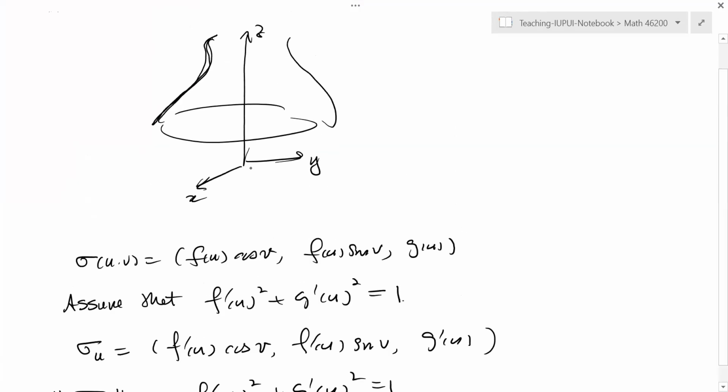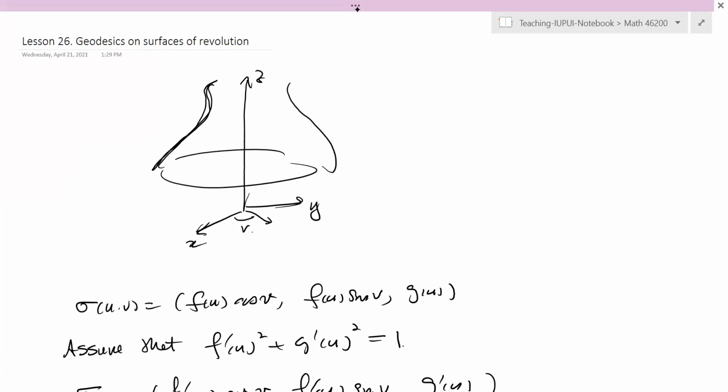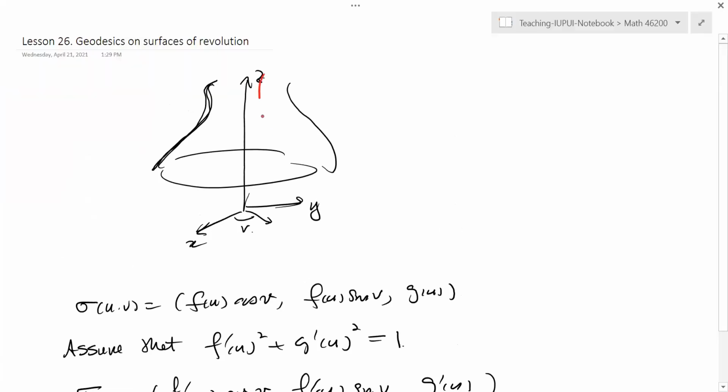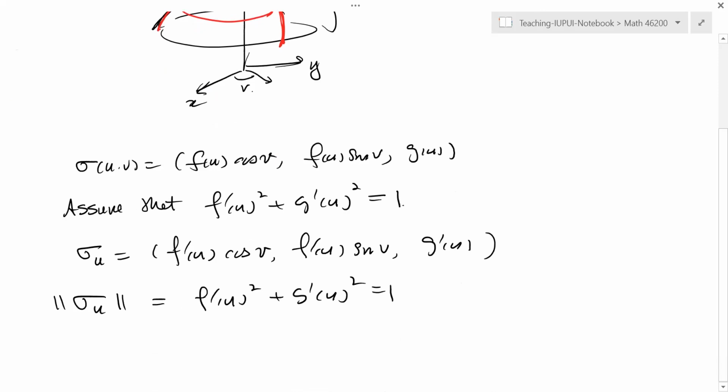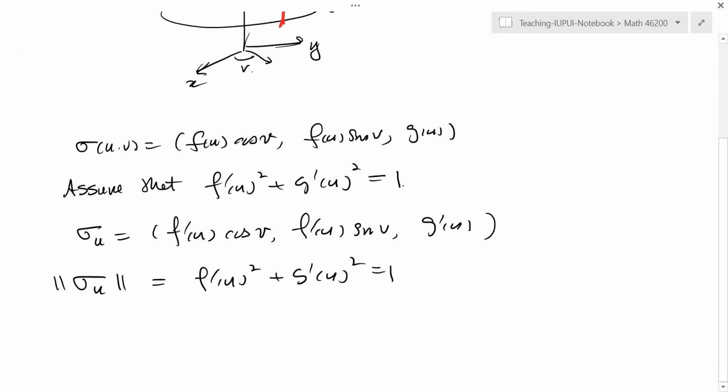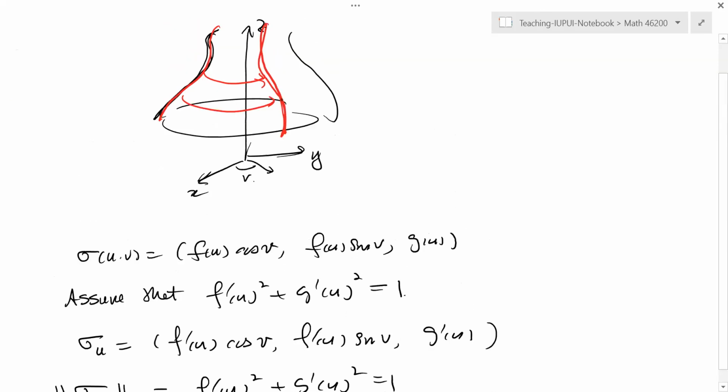So this is the angle v. For fixed v, you have a meridian, right? This is the curve we're talking about. This curve is the same as this curve; you just rotate around the z-axis. If the original curve is unit speed, then this curve, of course, has unit speed. So sigma u is a tangent vector to this meridian, and the sigma v is here.